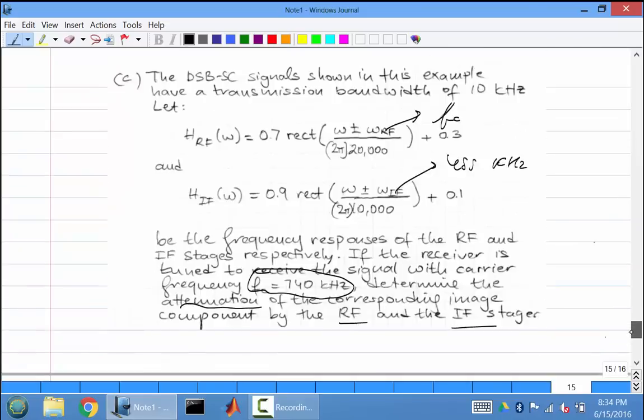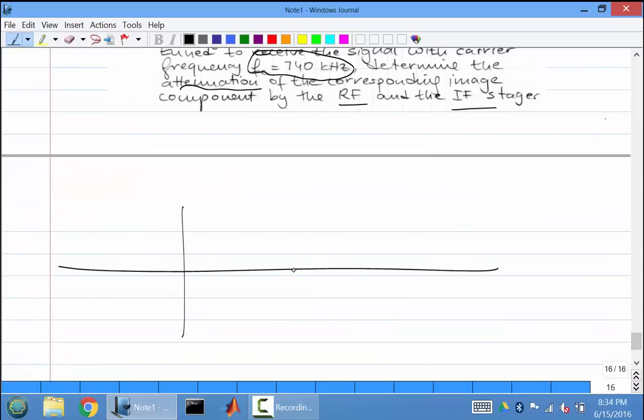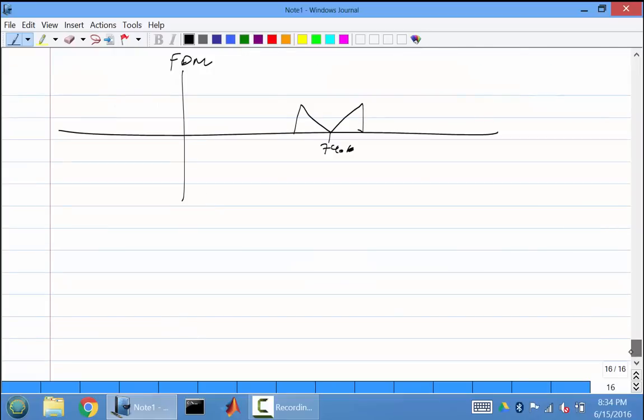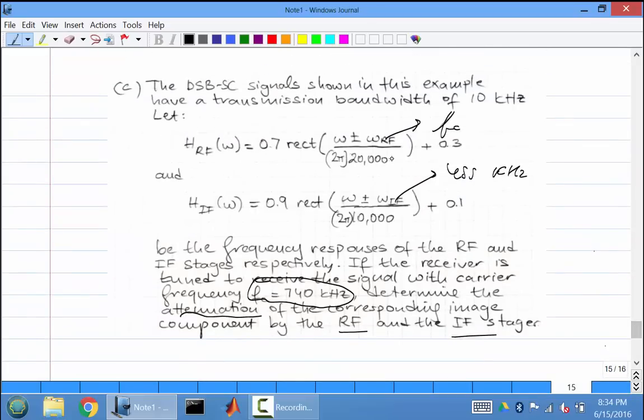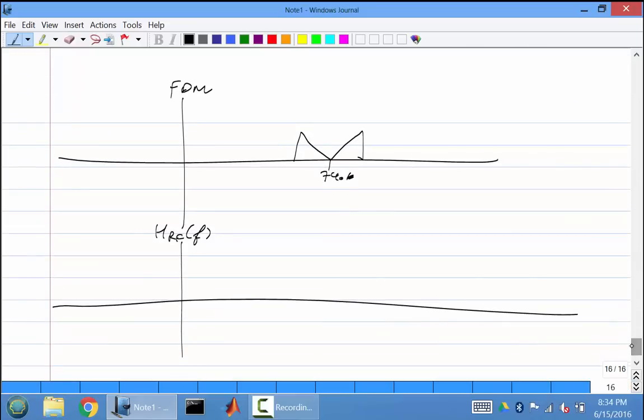So it's tuned at 740. The input that's coming in is going to look like this, 1 and then 2. This is 740 kilohertz. This is the input that's coming in, your frequency division multiplex signal. And this is what the filter for the receiver stage looks like. Between plus minus 20,000, it's going to reach 0.7, then everything else is going to be 0.3. So 0.7 plus 0.3 is 1. It's going to look like this, 1. This is 740K, this is 720K, and this is 760K. You have 1 and then 0.3. It's going to look something like this.